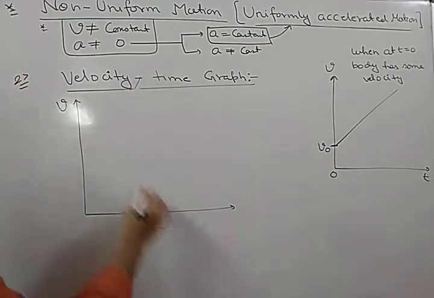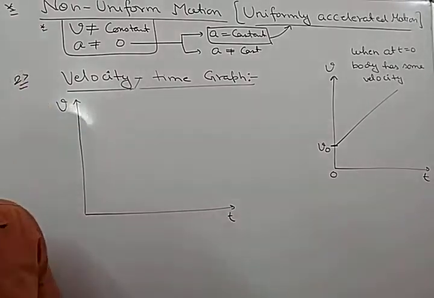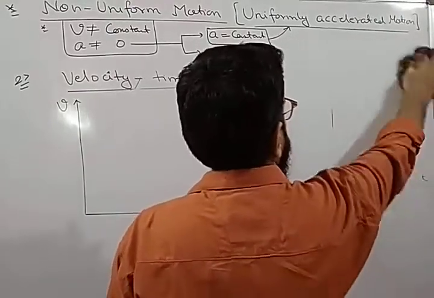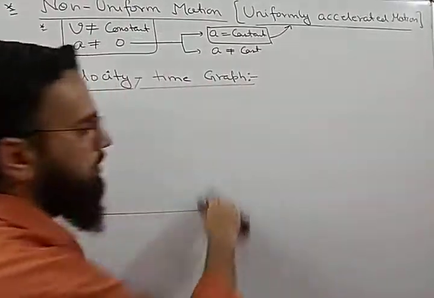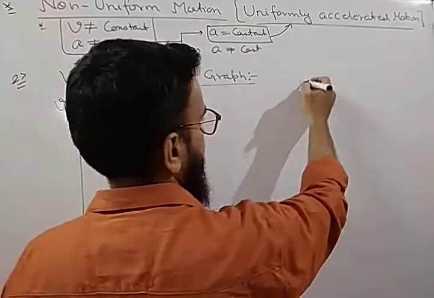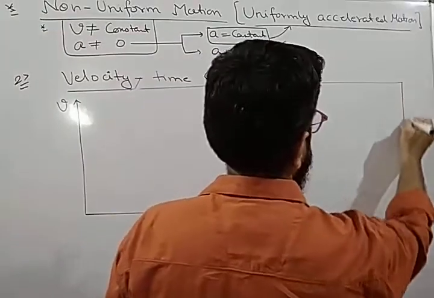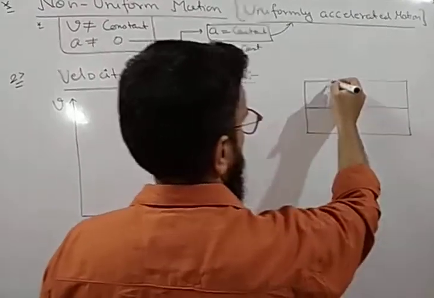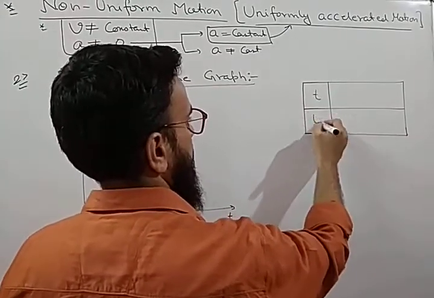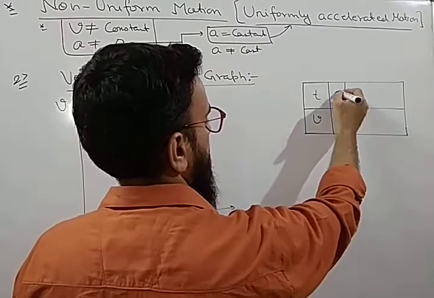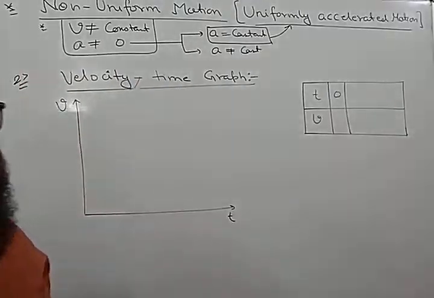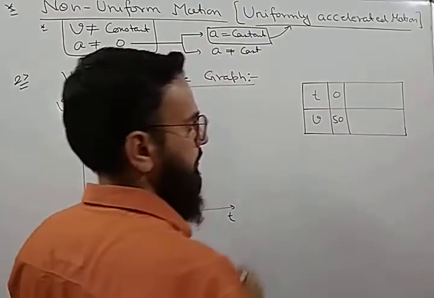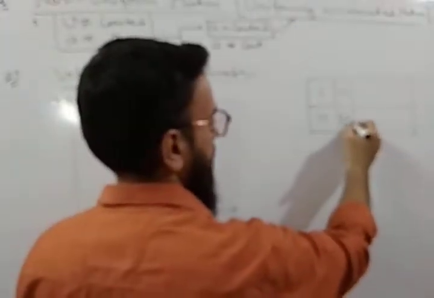So you can draw it directly, or you can draw a table for it also. I am taking a table also so that you can understand it well. Now if you draw a table for decreasing velocity, suppose this is t, this is v. Suppose that at t equal to 0, an object was moving with some velocity. Suppose the velocity was 50 meter per second.